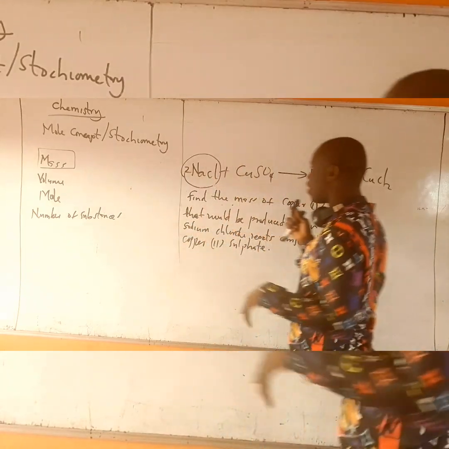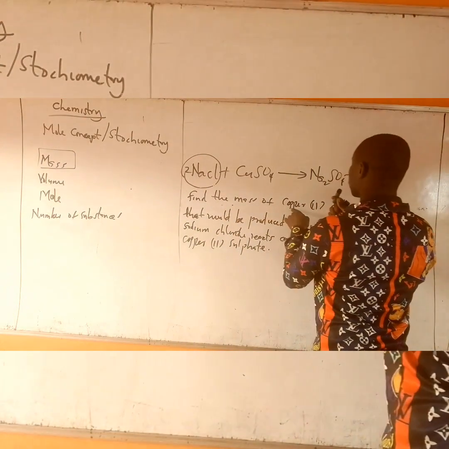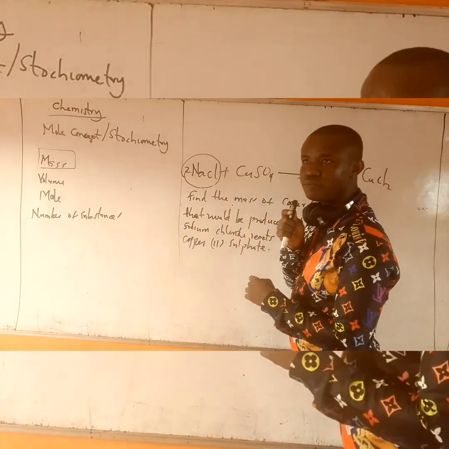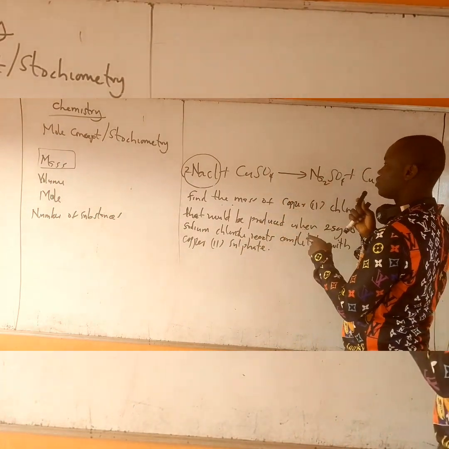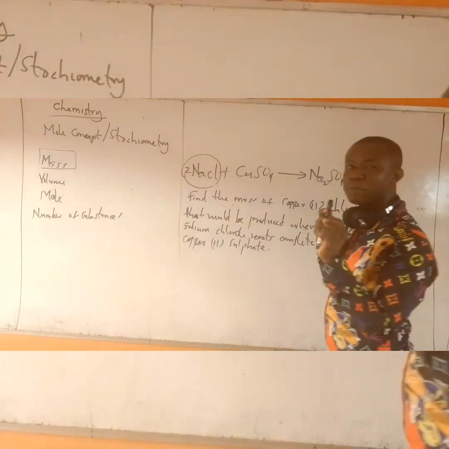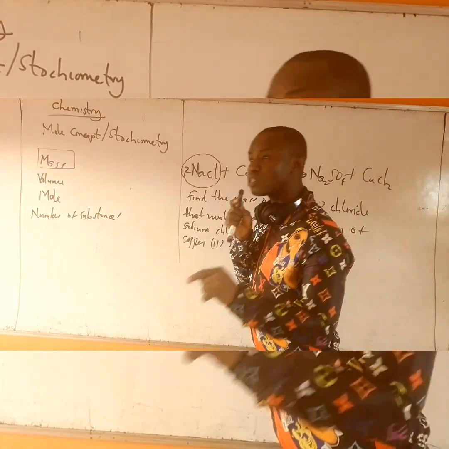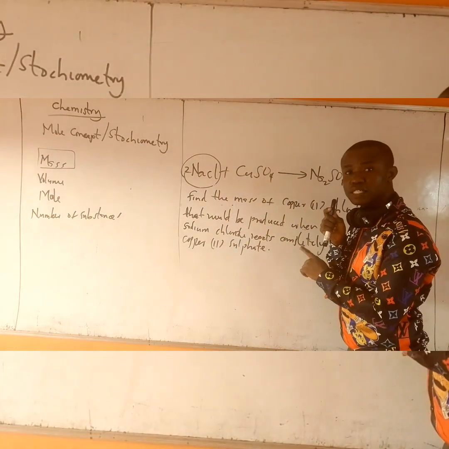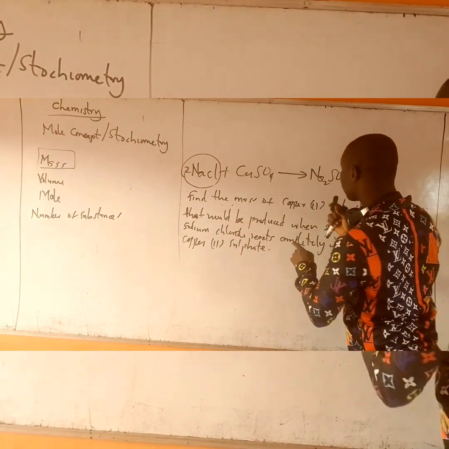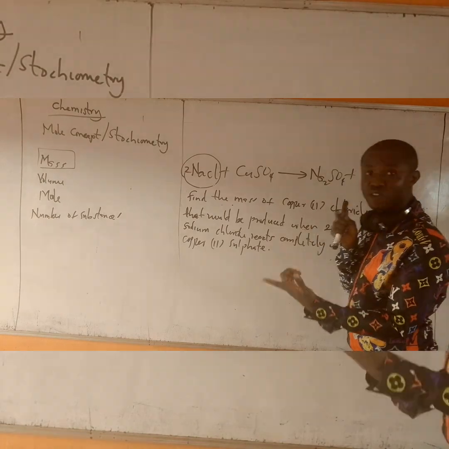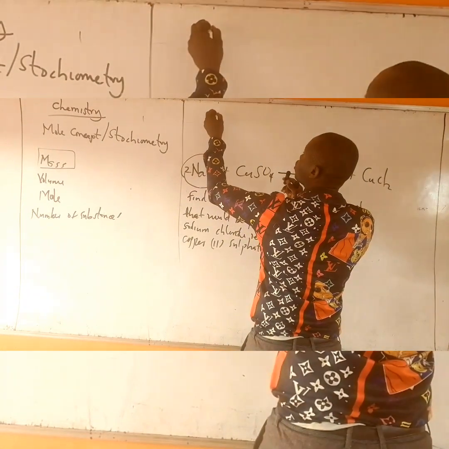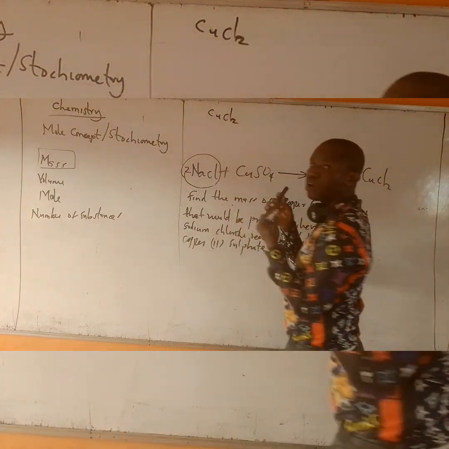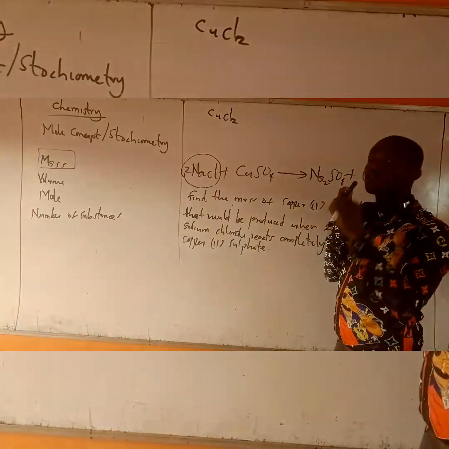Now, let's go over the question. Find the mass of copper 2 chloride. That means you have to look for something about what? Copper 2 chloride. Am I communicating? You understand? You have to look for something about copper 2 chloride, that is the mass. You are looking for the mass of copper 2 chloride. So copper 2 chloride is one of the substances you are looking out for. CuCl2.